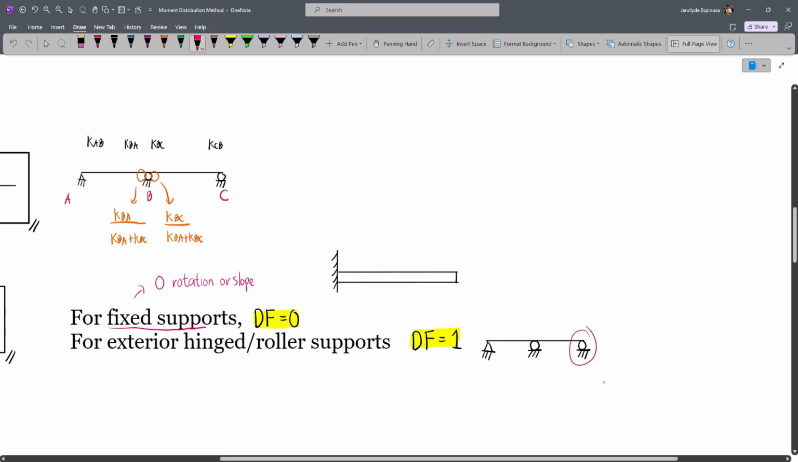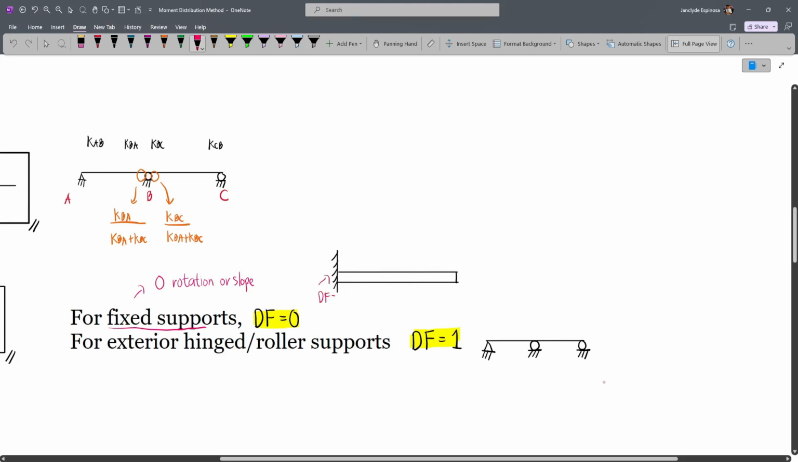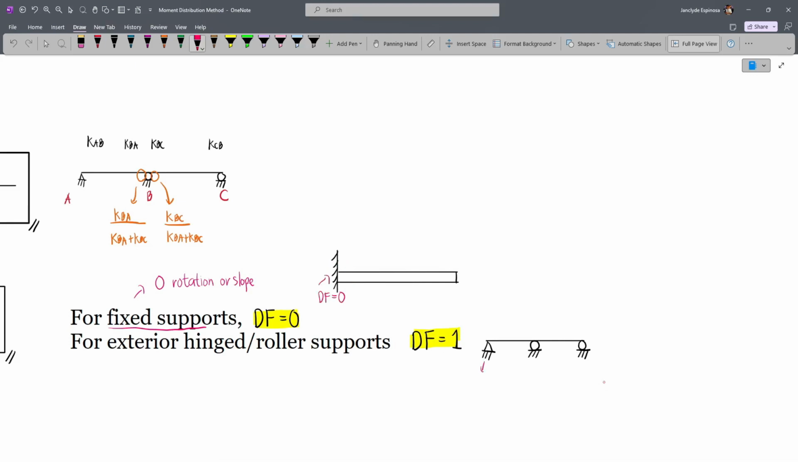And also this one. Kasi diba, itong hinge, this is at the leftmost part of the beam. And then itong roller, it is at the rightmost part of the beam. And so that's why we call it exterior. And then for fixed supports naman, our DF is 0. So DF equals 0 here, and then this is DF equals 1, and then ito rin.